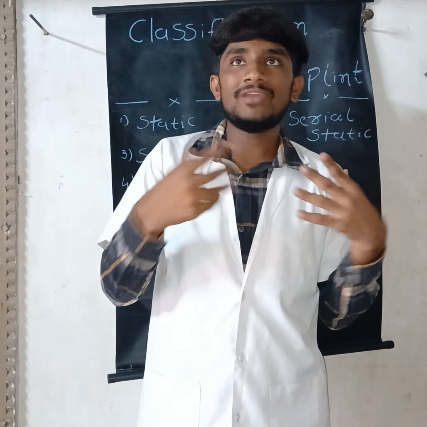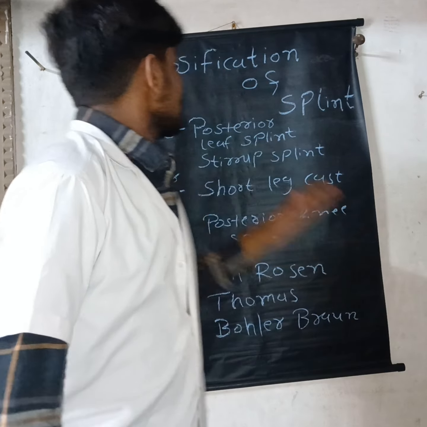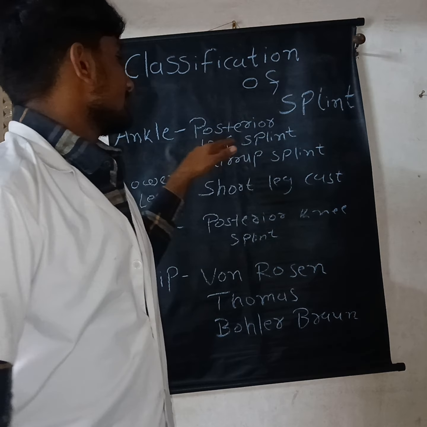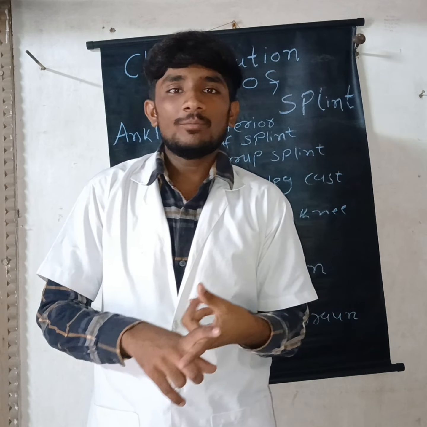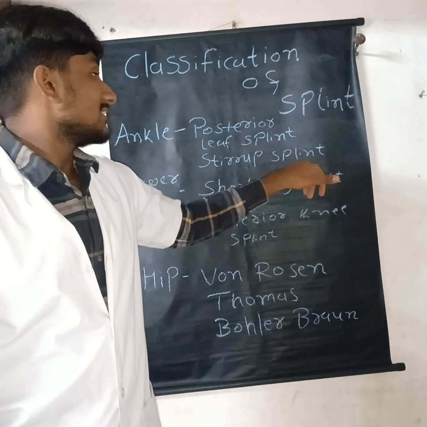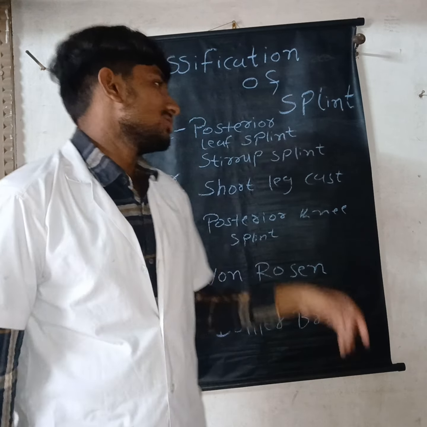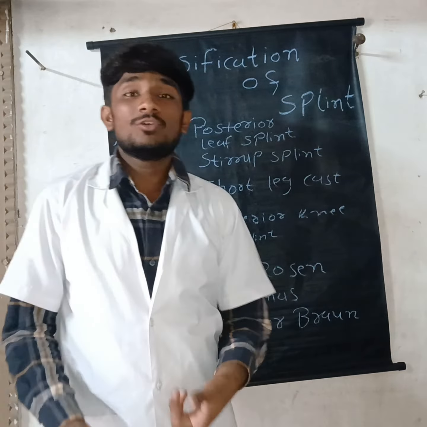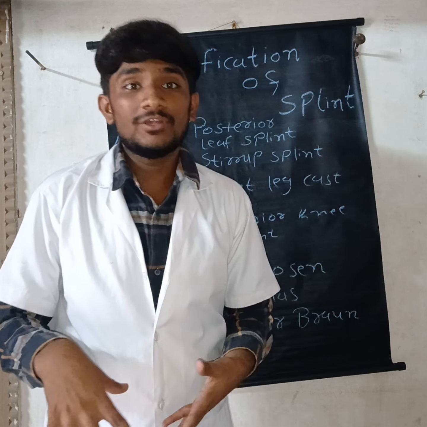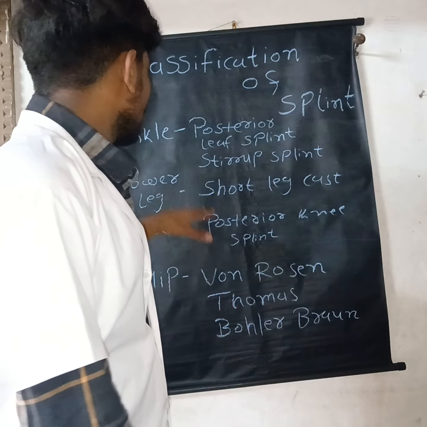Now we have the classification of the splint based on the region. First, in the ankle classification we have a posterior leaf splint, which mainly helps for foot drop. Then the stirrup splint is mainly for ankle as well as foot immobilization. And the lower leg short leg cast immobilizes the ankle as well as the foot and cannot give any range of motion to the lower leg.